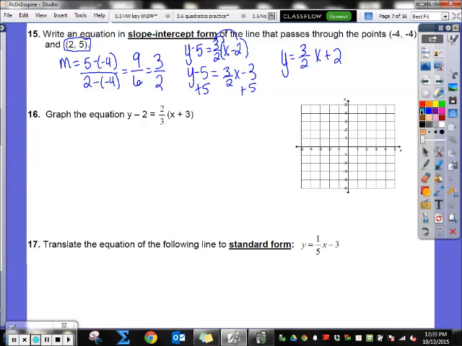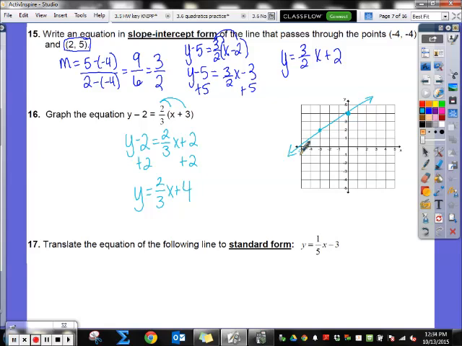Now we're going to graph number 16. Once again, I like to put it in slope-intercept form. You're also welcome to use your x and y intercepts. So I'm going to distribute, so y equals 2/3 x plus 4. So I am now going to graph starting at 4 on the y-axis. And I need to go up 2, right 3, but I don't have any option to go up 2, right 3. So I'm going to go down 2, left 3. Down 2, and I can't go any further. So I'm going to draw my line.